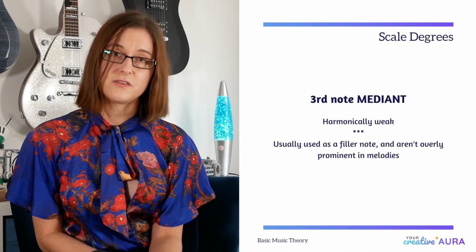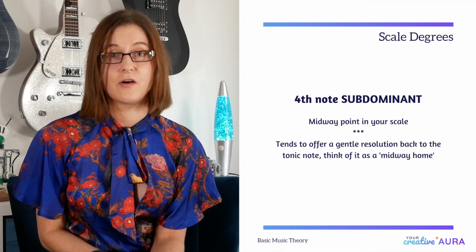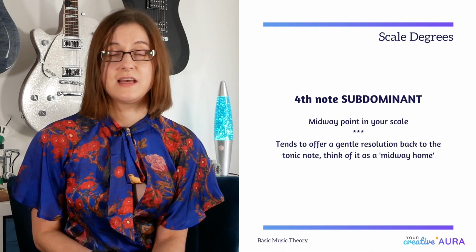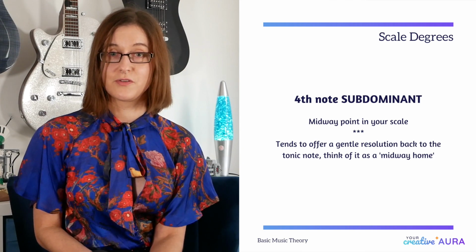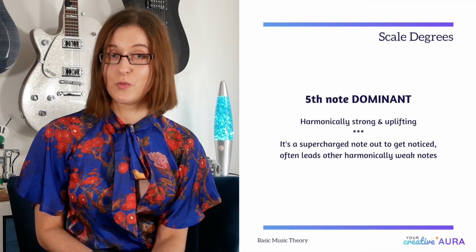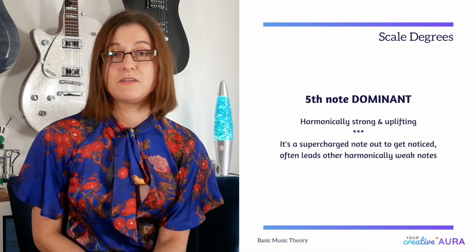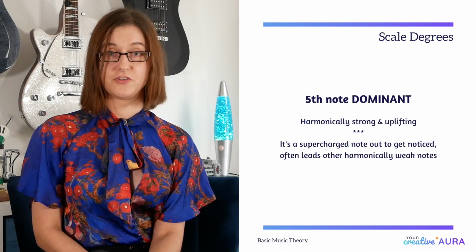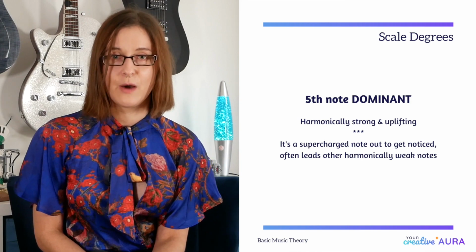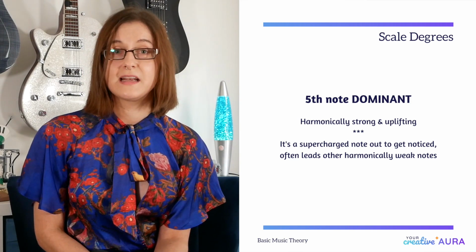Our fourth note is subdominant. This is the midway point in your scale. The subdominant note offers a gentle resolution leading back to the tonic note. Our fifth note is the dominant one. The dominant note is harmonically strong and uplifting and works well with the tonic note. It's a supercharged note with a lot of power in it, so you'll usually find this note leads to harmonically weak ones.